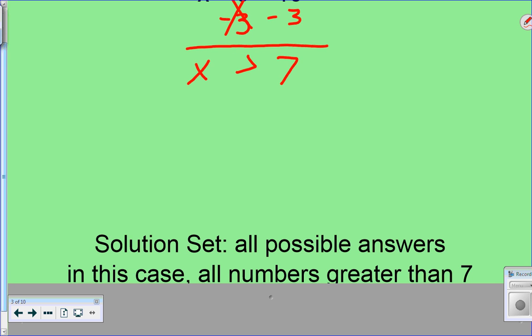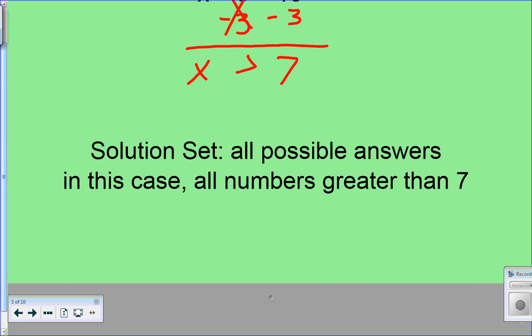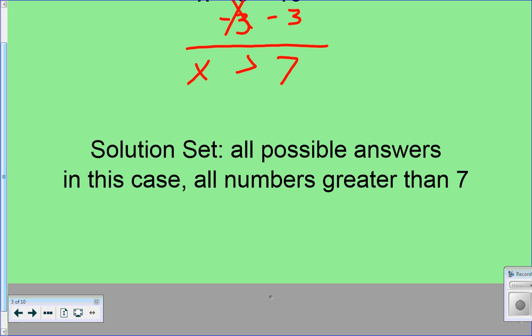Another vocab term I have for you, just because we talked about that, is solution set. This is all the possible answers. And in this case, there's a lot of answers. Every number greater than 7 will make that true. 8, 9, 10, 11, 12, 13, 14, 15. All the way up to a bazillion. Okay.